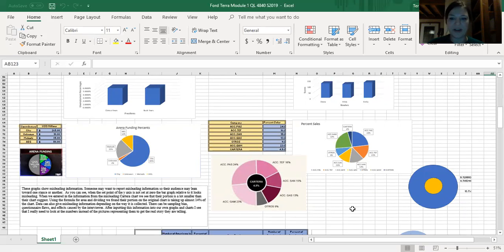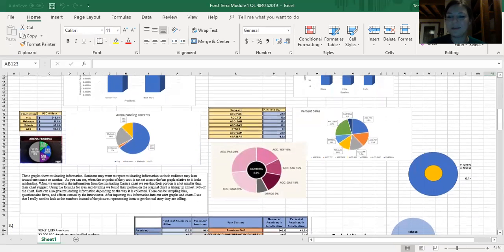Using the formula for area and dividing, we found their portion of the original chart is taking up almost 14% of the chart. Data can also give misleading information depending on the way it's collected. There can be sampling bias, questionnaire flaws, and effects caused by the interviewer. After inputting this information into our own graphs and charts, I see that I really need to look at the numbers instead of the pictures representing them to get the real story they are telling.